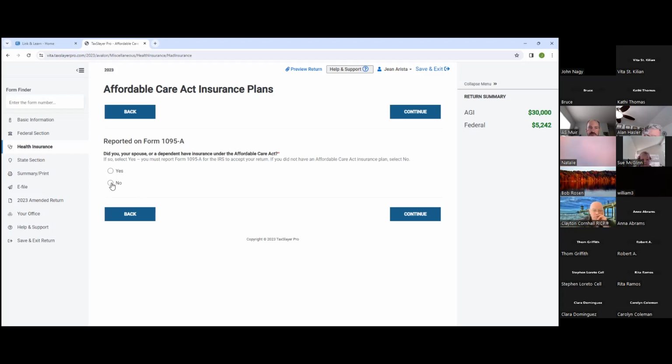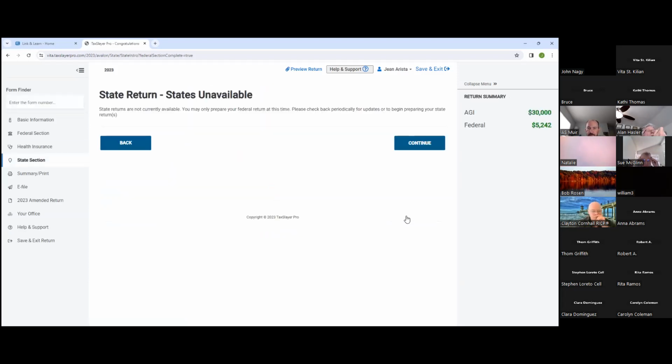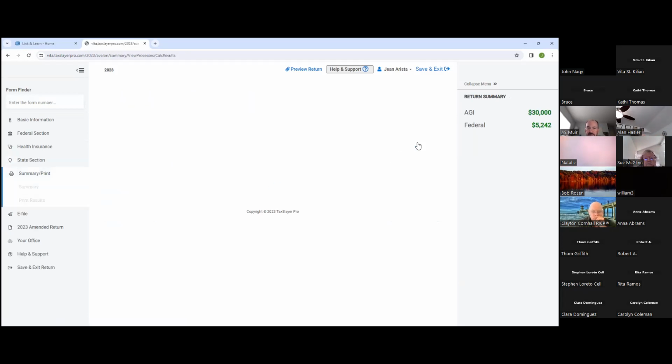So in this case, she has insurance through her employer. So we'll put no, she's not in the Affordable Care Act plan. And then, of course, California is not available, so we'll bypass that.